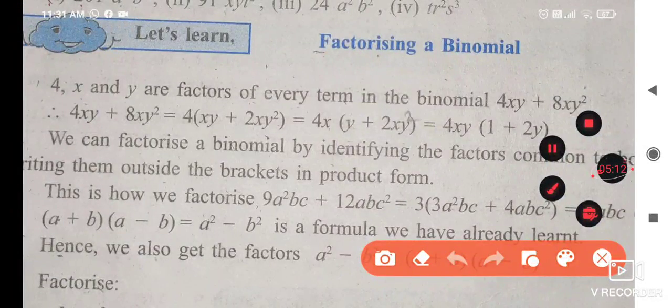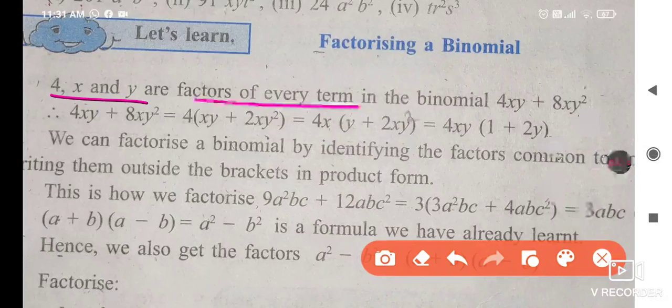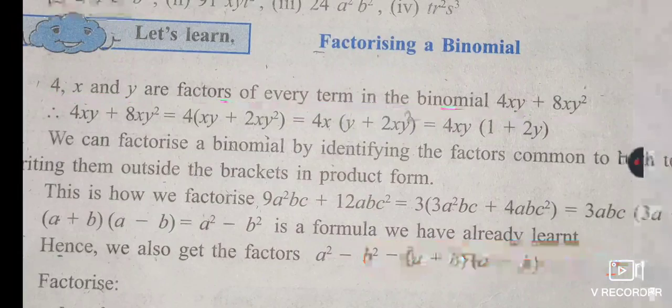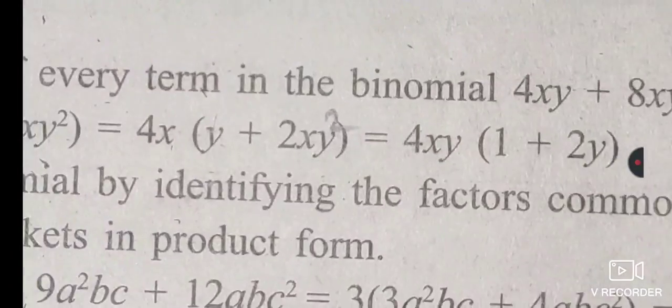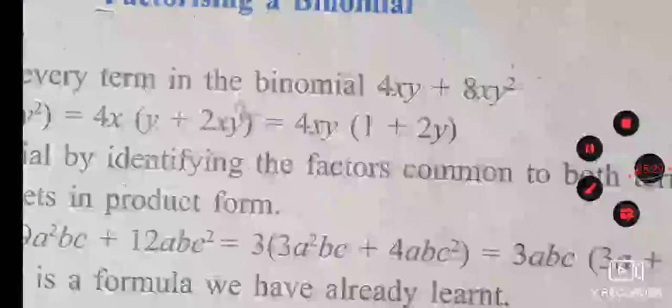So 4xy is a factor of every term in the binomial 4xy and 8x square y square. How it is there, we will discuss. So 4xy plus 8x square y square. I will write it separately here. Here I will show you how to factorize this. So what is the question?